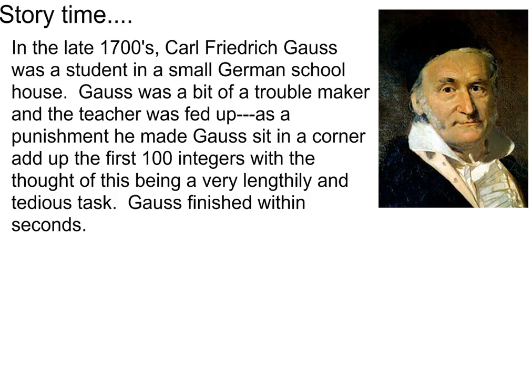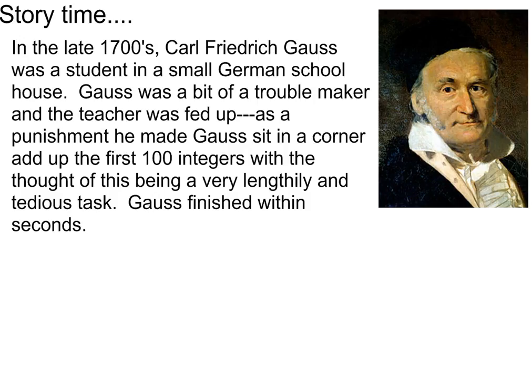So, story time, late 1700s. Karl Gauss was a student in a small German school. Gauss was a bit of a troublemaker, and the teacher was fed up, so as a punishment, he made Gauss sit in a corner and add up the first 100 integers, with the thought of this being a very lengthy and tedious task. Gauss finished within seconds.